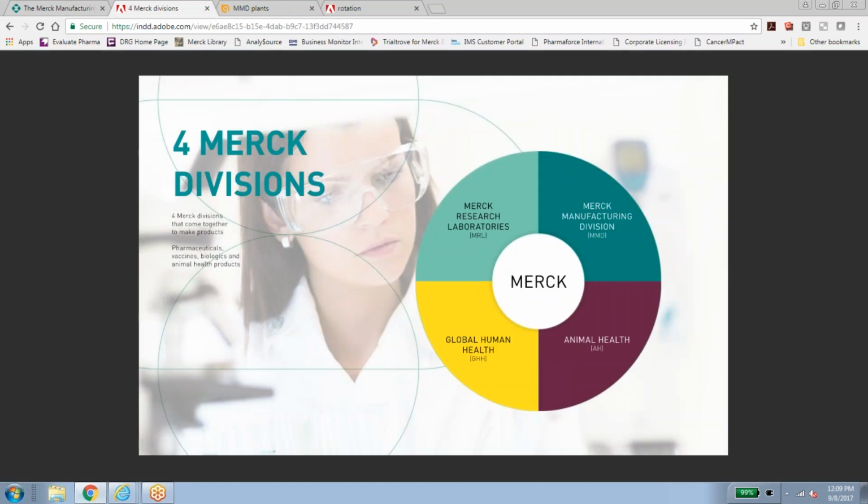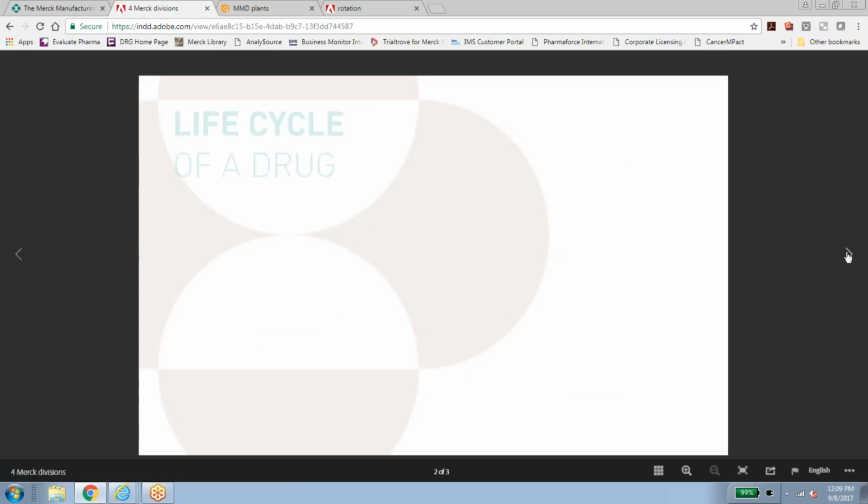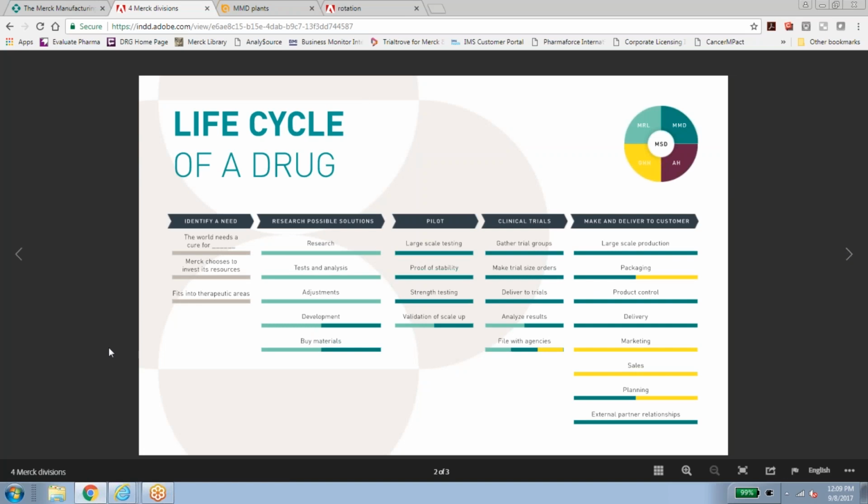So Merck is made up of 4 divisions that manufacture and commercialize pharmaceuticals, vaccines, biologics, and animal health products. Our 4 divisions are the Merck Research Laboratories, the Merck Manufacturing Division, Animal Health, and our Global Human Health Division. So I want to talk a little bit about the life cycle of a drug and where each of these 4 divisions intersect in that process.